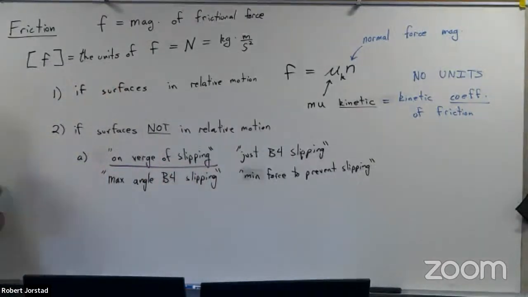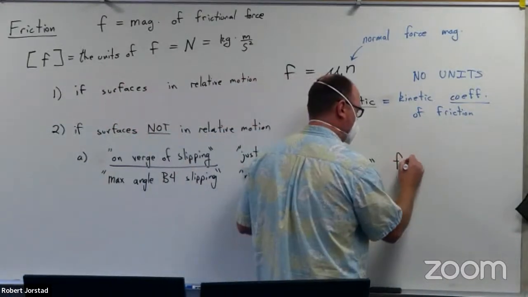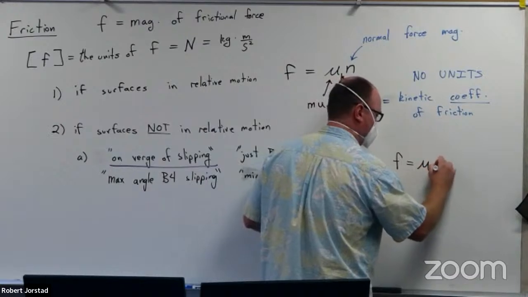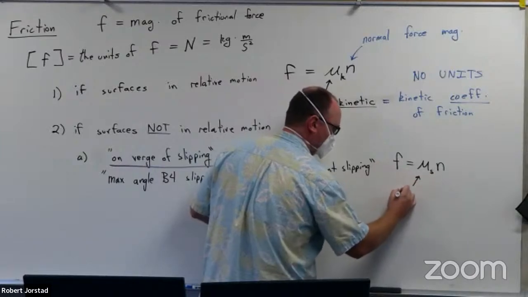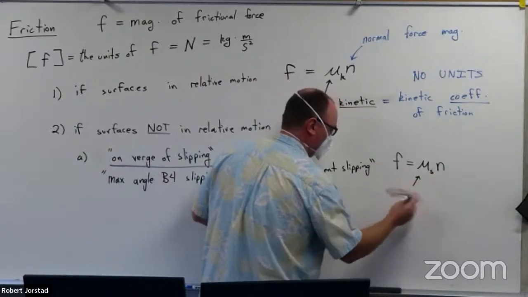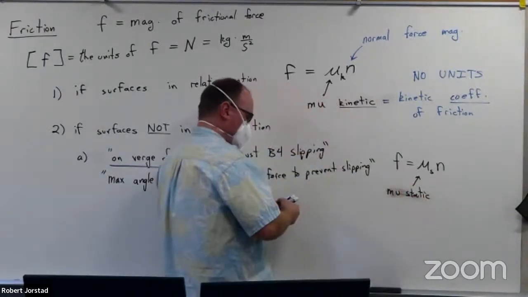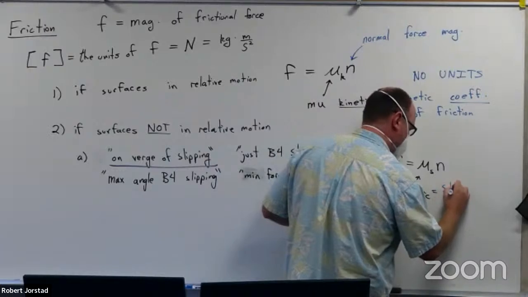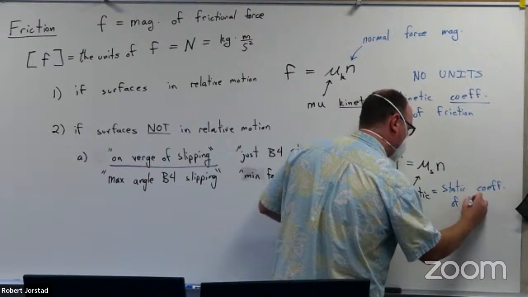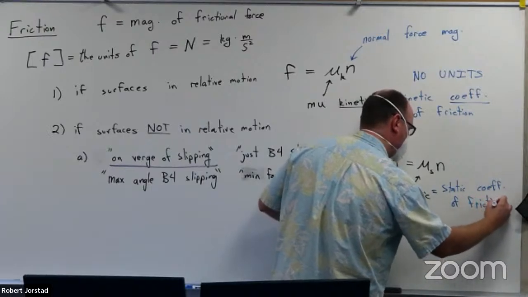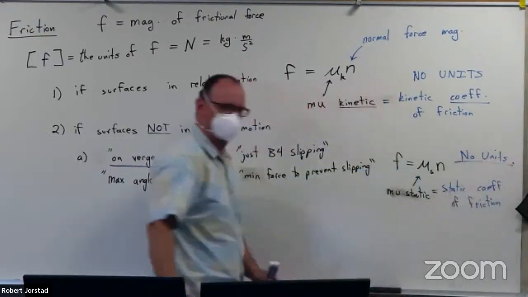If you have a problem where it's on the verge of slipping, friction equals mu static times the normal force. Here, mu static, oftentimes called the static coefficient of friction. Again, no units. Look at the units. So far, so good.